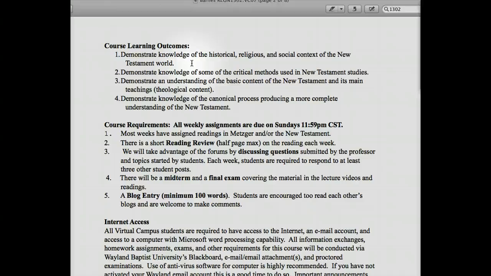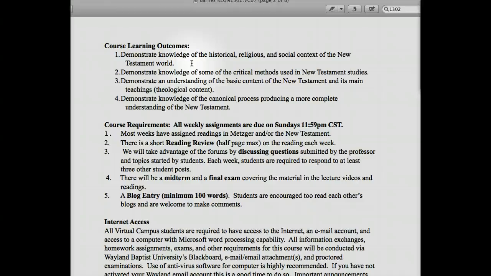Okay, number one. Most weeks have assigned readings from either Metzger, the New Testament, or sometimes both. Now, the first three weeks is what I call Metzger heavy. You're going to read a couple of sections out of Metzger and no New Testament sometimes, and then sometimes you have a lot of New Testament. So those are the two texts that we're going to be looking at.